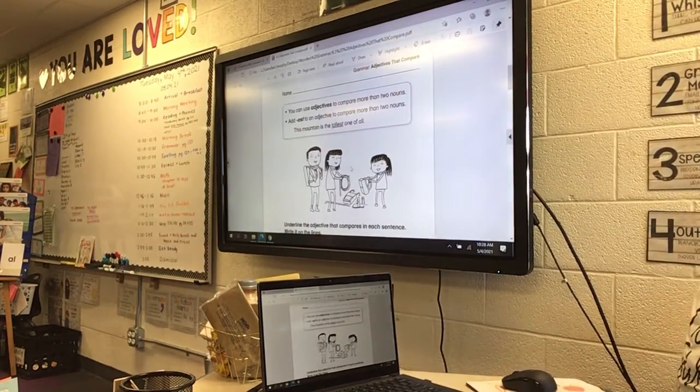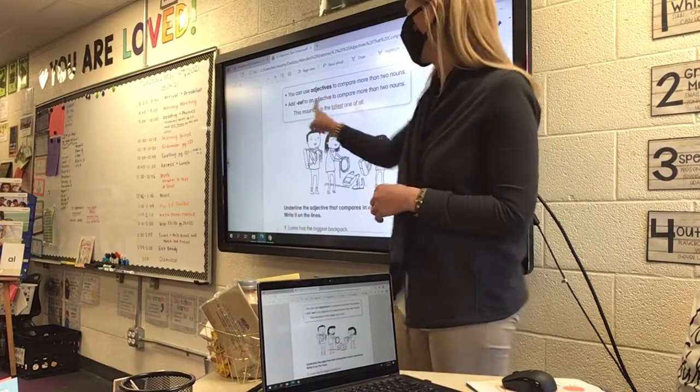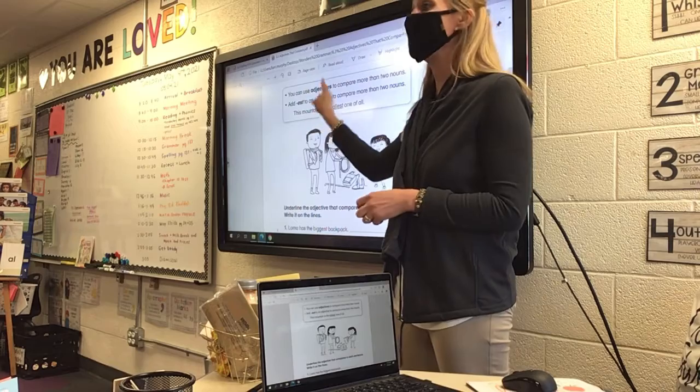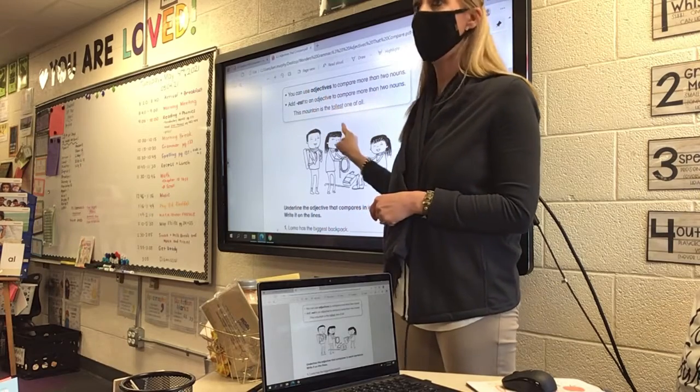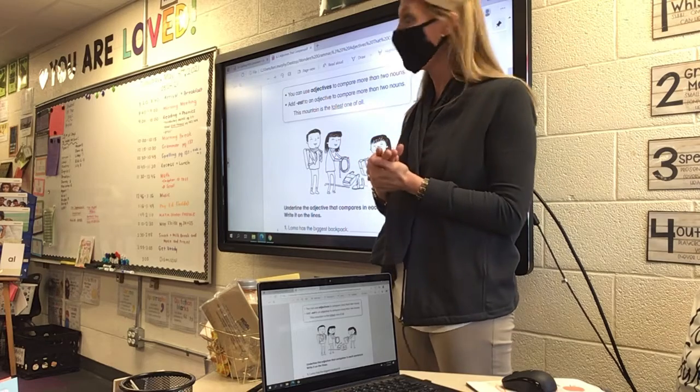Okay, on this, it says you can use adjectives to compare more than two nouns. Add est to an adjective to compare more than two nouns. So for example, this mountain is the tallest one of all. When you see of all, you know you have to add est.